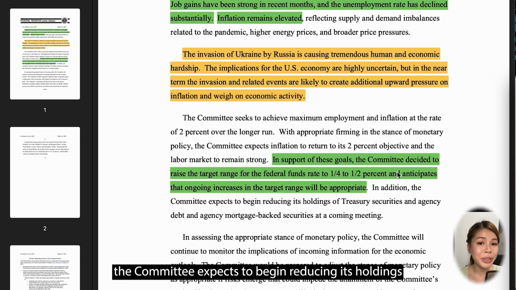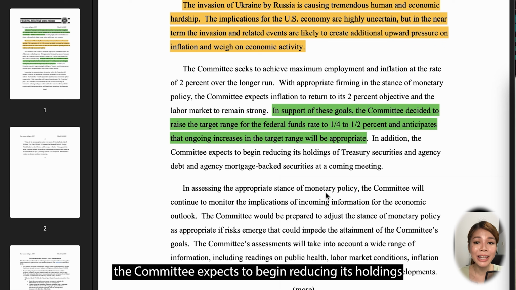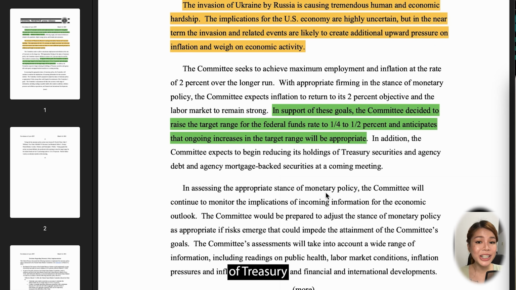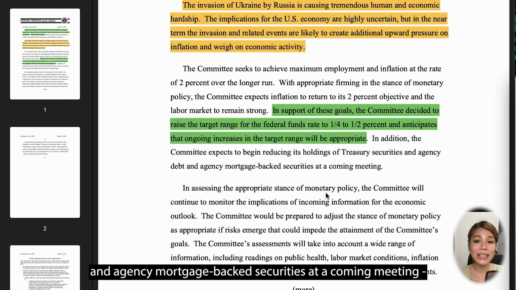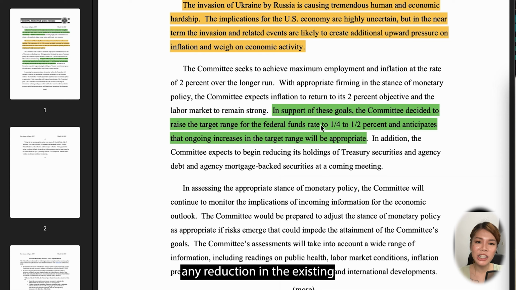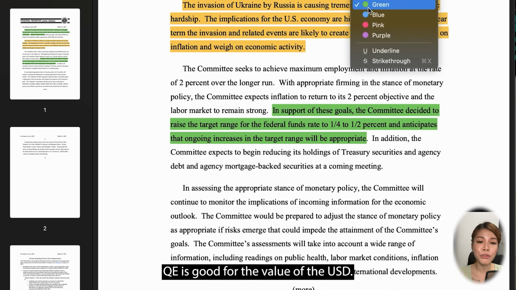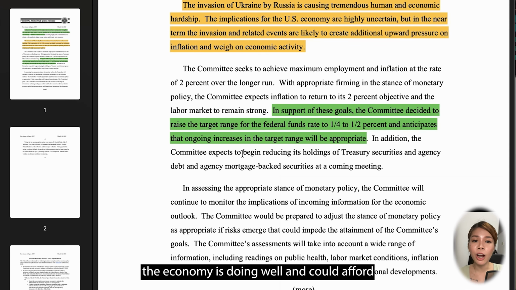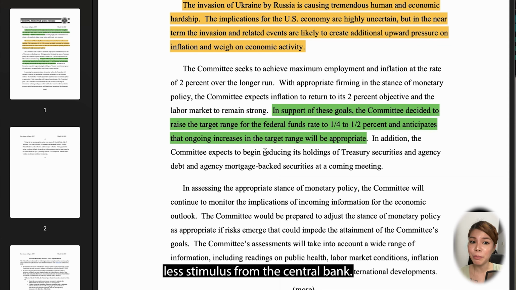In addition, the committee expects to begin reducing its holdings of Treasury securities and agency debt and agency mortgage-backed securities at a coming meeting. Any reduction in the existing QE is good for the value of the USD. It only means that the economy is doing well and could afford less stimulus from the central bank.